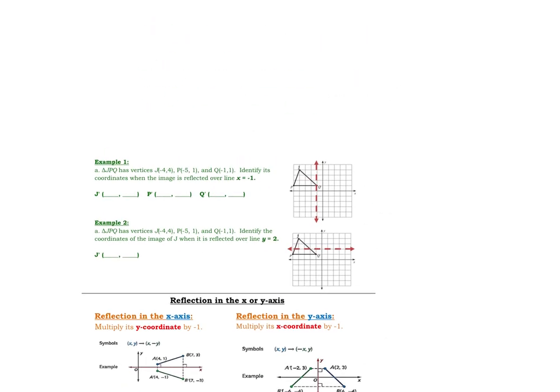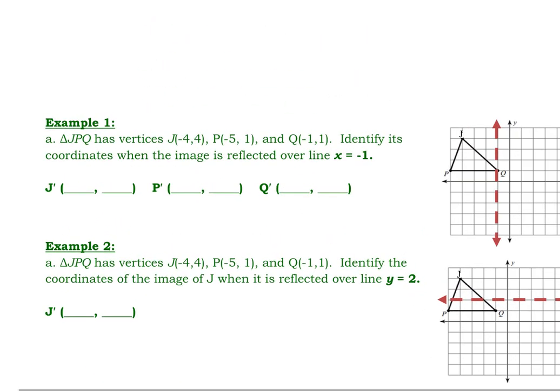All right, so when we're doing problems for this, here they've given us a triangle. JPQ has vertices and it gives us the coordinates for J, P, and Q. We all know how to read coordinates. The first number is which movement? Left and right. The X is left and right. And then the second number is how we're moving up or down.